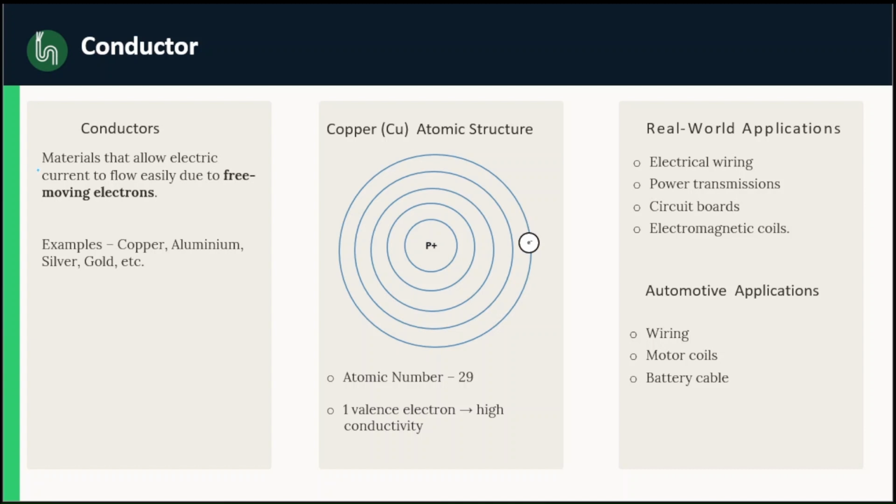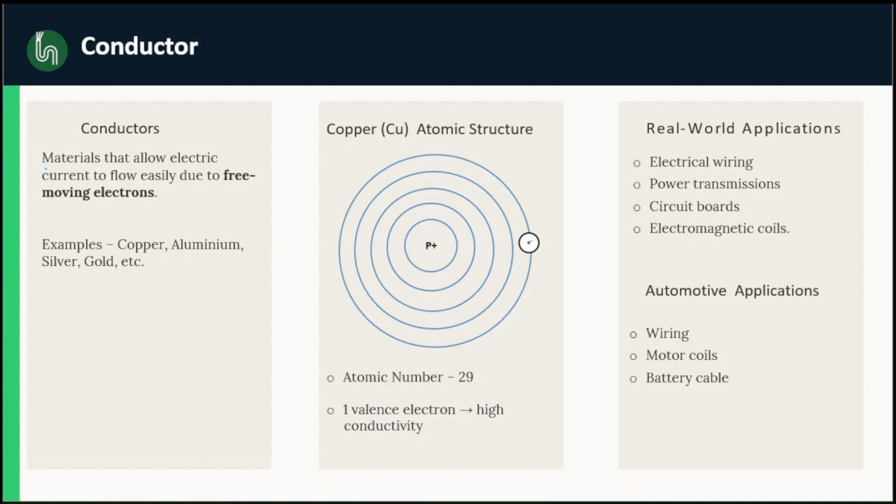What are free electrons? We learned about atomic structure, where we learned that if the outermost shell is full, or if the outermost shell has 8 electrons, it is considered stable and doesn't have a free electron. If the number of electrons in the outermost shell is less, then it is considered a conductor. For example, if the outermost shell has 1 to 3 electrons, then it is considered a conductor.